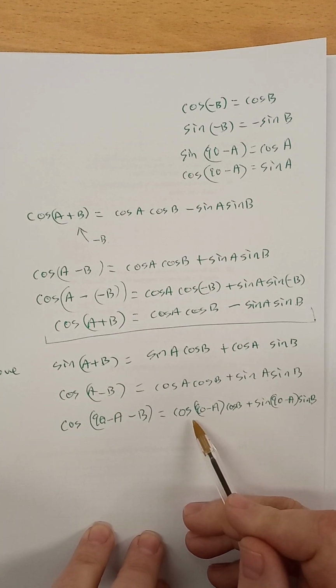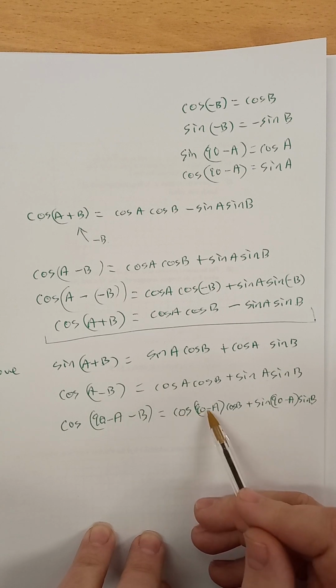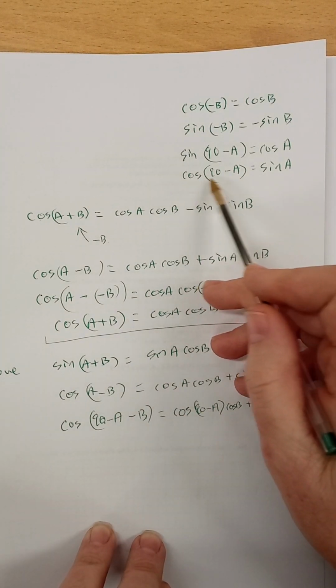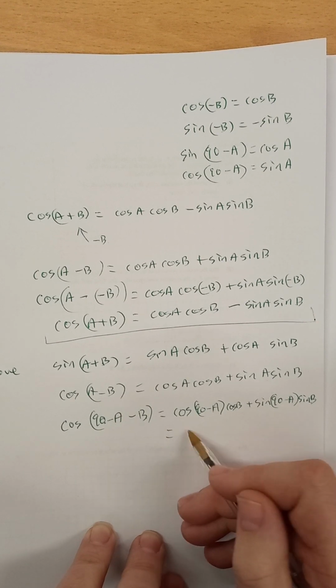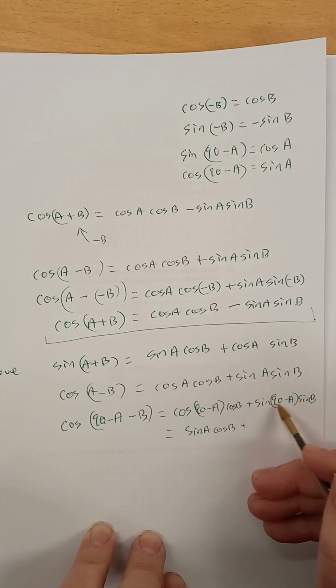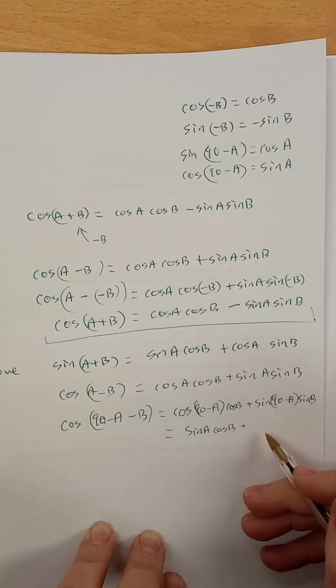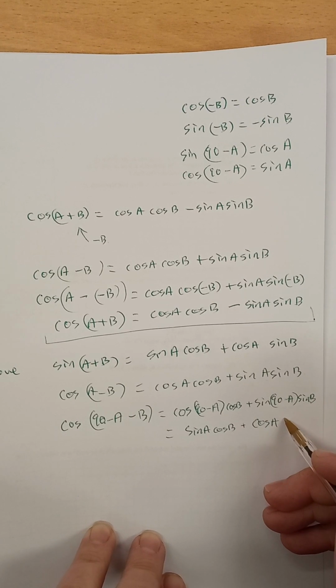Okay, so if you look at it here now, the cos of 90 minus a, if I go back up and look, is just the sine of a, which is what I want, by the cos of b, plus the sine of 90 minus a is just the cos of a by the sine of b.